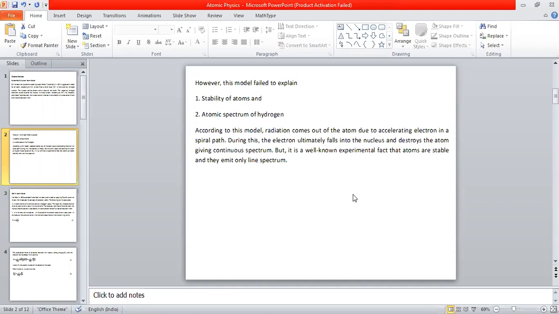As per Rutherford's model, atoms should not be stable. And the second one: there is experimental data regarding the spectrum of the hydrogen atom. Even that experimental data of the hydrogen atom spectrum could not be explained by the Rutherford model.